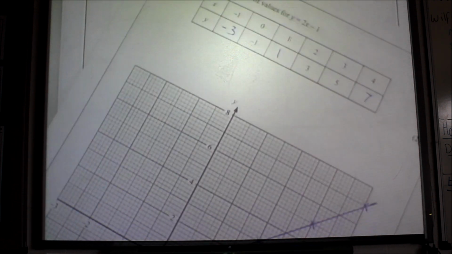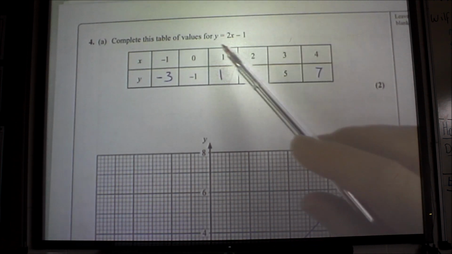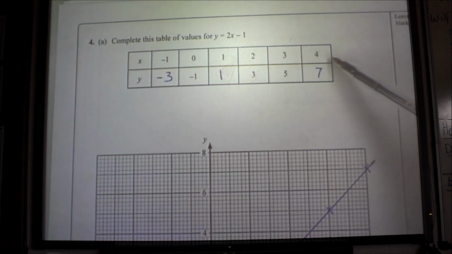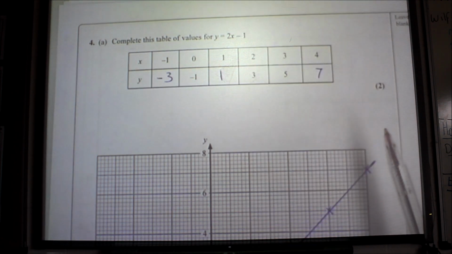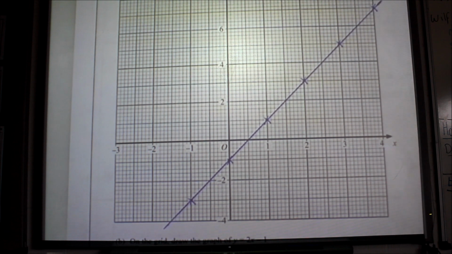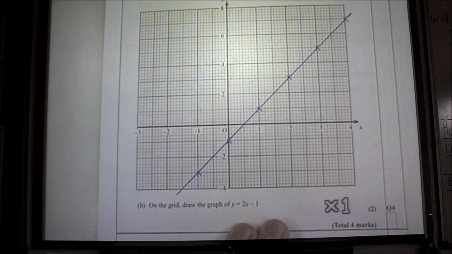Question number 4. Complete the table for the values there. This is a linear graph we're doing. 2x take away 1, so 2 4s take 1 is 7, 2 3s take 1 is 5, and so on. Plot the points and draw the straight line, and it should look something like that.